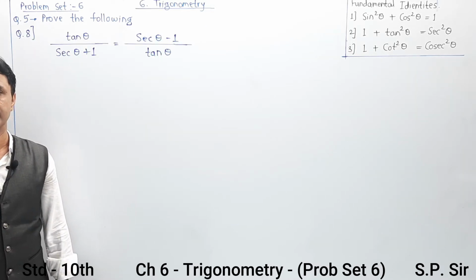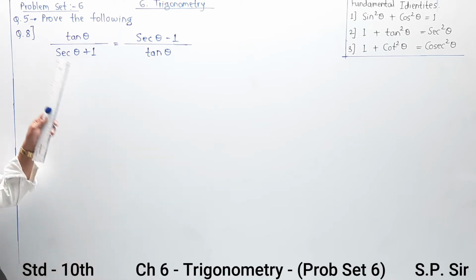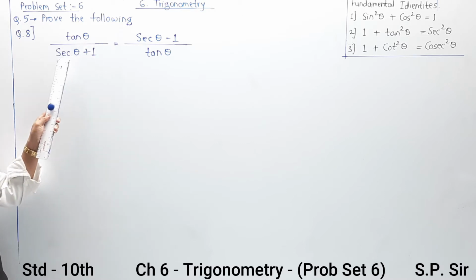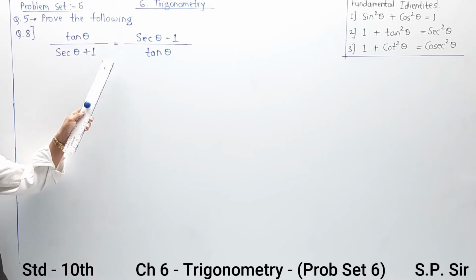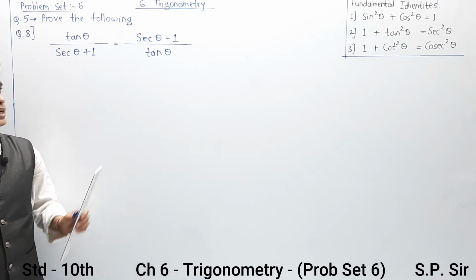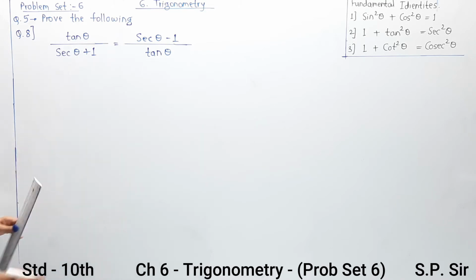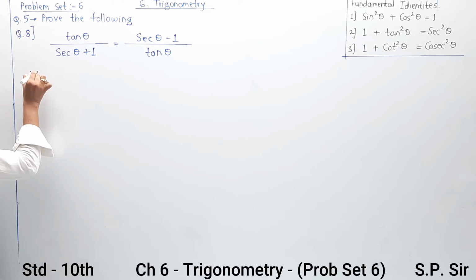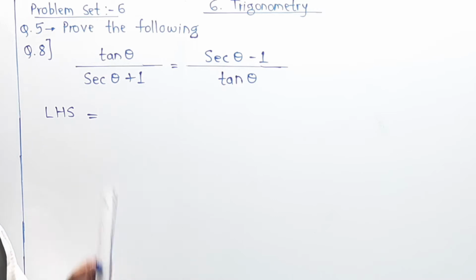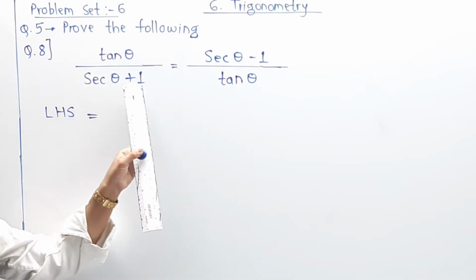Continuation with the next part. The next numerical is question number 8: tan theta upon sec theta plus 1 is equal to sec theta minus 1 upon tan theta. First of all, I am going to write the LHS. The LHS is tan theta upon sec theta plus 1.